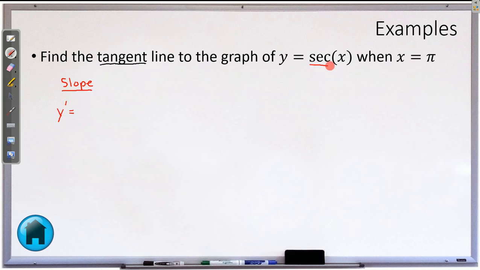Well, what is the derivative of secant? We now have that memorized. Secant x times tangent x. Of course, we don't want just the slope function. We want the slope when x is equal to pi. So we are going to plug in pi for x. Just use function notation so we can see what we're doing. So we have secant of pi times the tangent of pi.